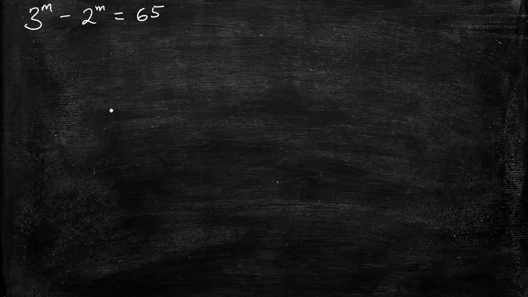All right, so let's see how we can address this question. We are given 3 raised to m minus 2 raised to m equals 65. Okay, how do we break this down? Now we have minus here, so let's express the left hand side as a difference of two squares.